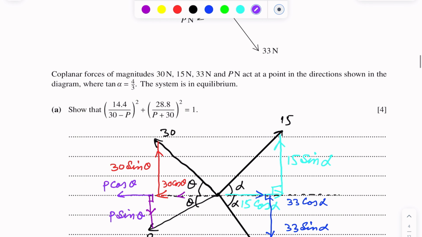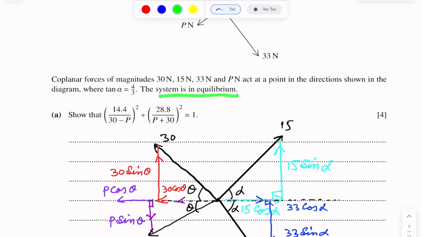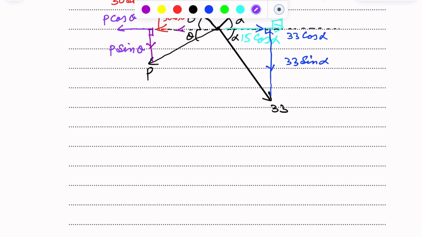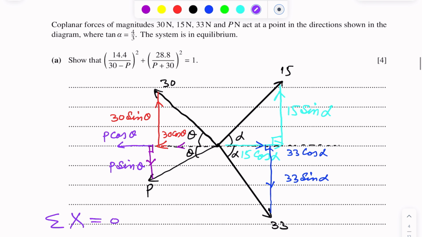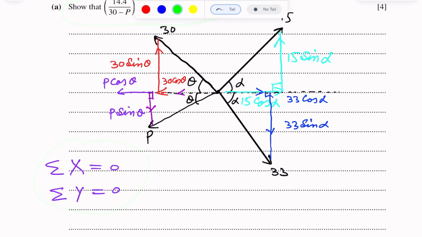Now, since the system is in equilibrium, for equilibrium the sum of horizontal forces is equal to 0, and the sum of vertical forces is also equal to 0. We have to show this relation by using this concept. Sum of horizontal forces is 0.